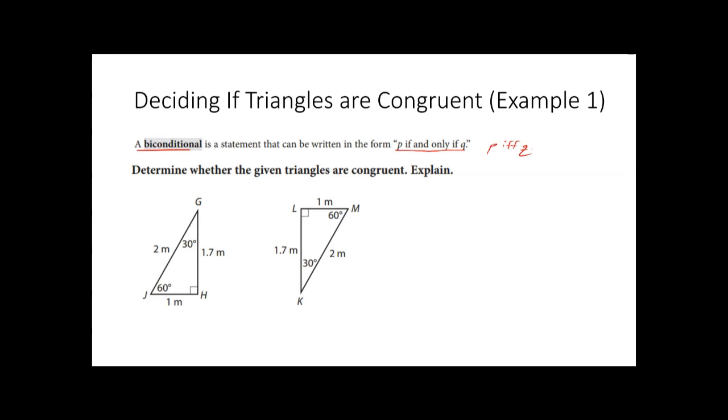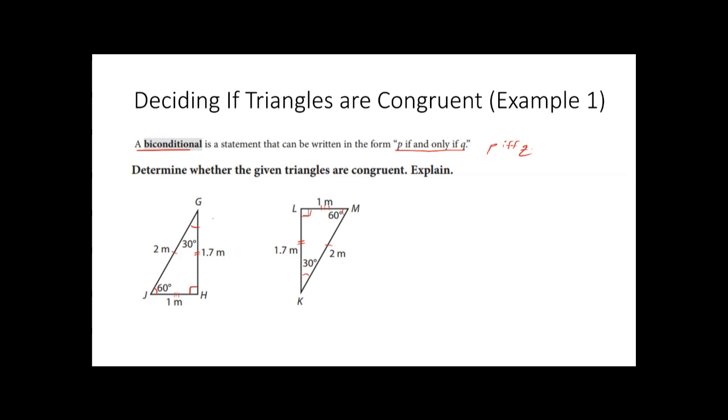Looking down below, we're determining if these two triangles are congruent. I've got a 30-degree angle here and a 30-degree angle here, so we have a good part there. We've got a 60-degree here, a 60-degree here. It looks like we've got a 90 matching up with a 90. See how they're corresponding to each other? Let's look at their sides now. Hypotenuse, 2 meters. Their second longest side, 1.7. Second longest is also 1.7. And the shortest leg is 1 meter on both.